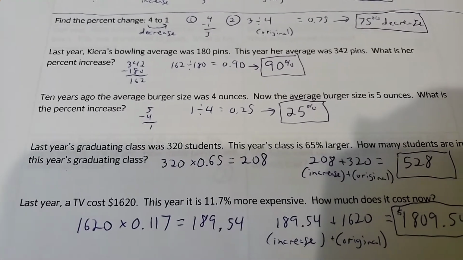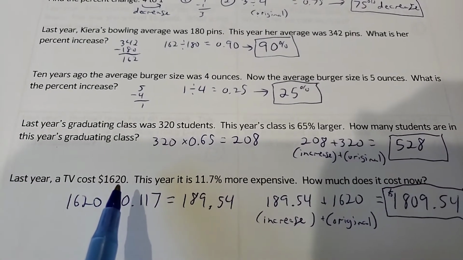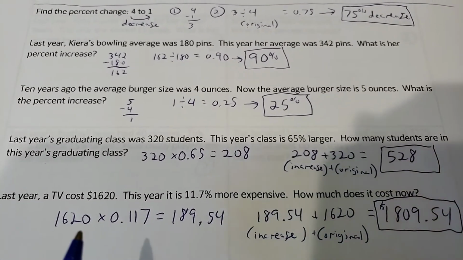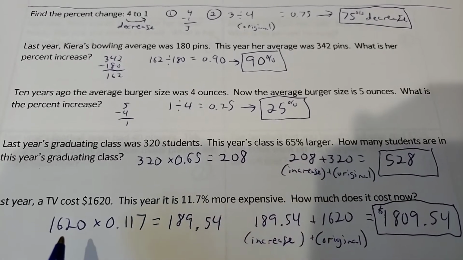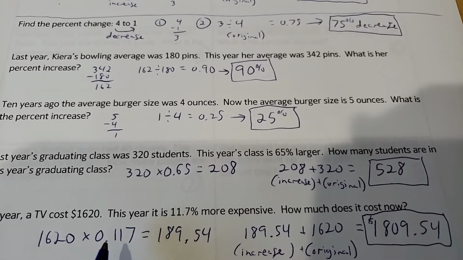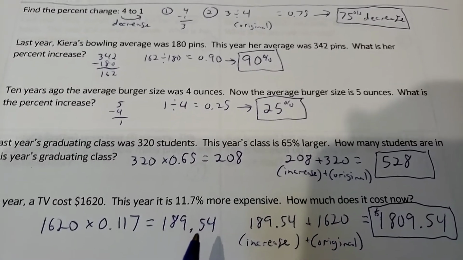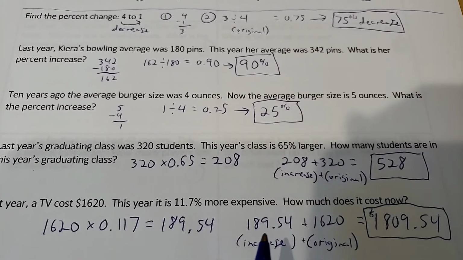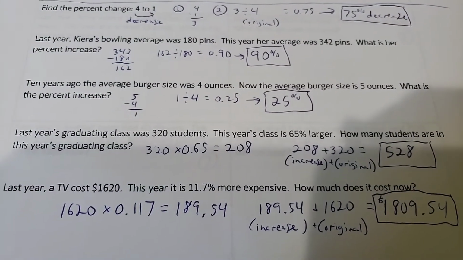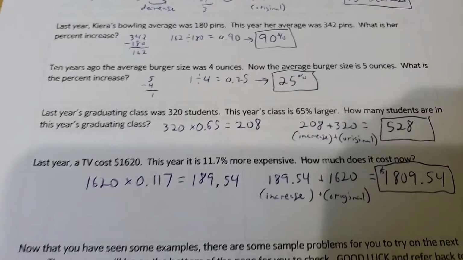There's one more of those types right here to show you. It said last year a TV cost $1,620. This year it's 11.7% more expensive. How much does it cost now? Well, let's find how much it actually went up. Take 1620, the original price, times 11.7%. Slide the decimal 2 places to the left, change it from percent to a decimal. And I get 189.54. So the price went up that amount. So I take how much it went up plus the original amount, and I get 1,809.54. So those last two are just a little bit different than the other ones we encountered, so hopefully you can take a look back at that again if you need to.